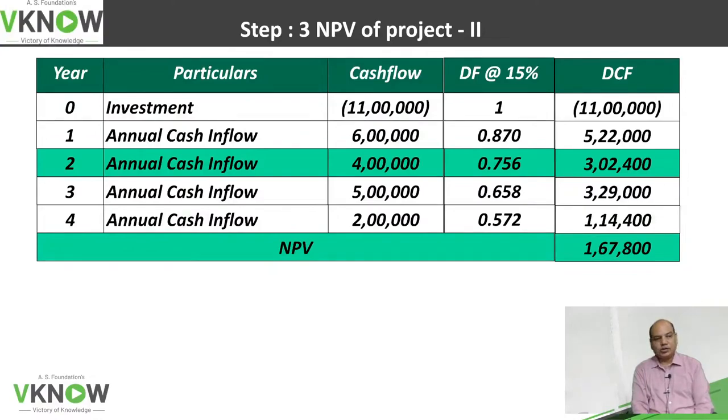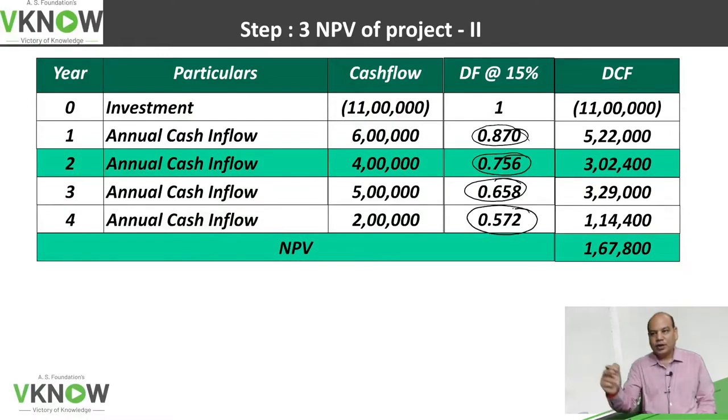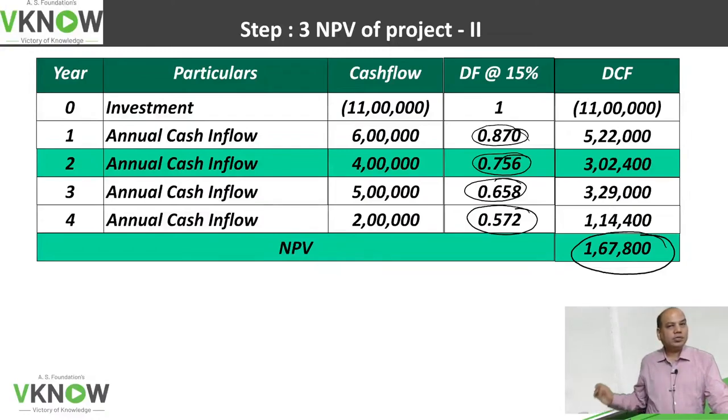NPV comes to 1,67,800. Very good. Approximately you are right. Because I have used 3 digits, you can use 4 digits, 5 digits, or do it directly also. So this will change slightly, don't worry. 1,67,800 or around 1,70,000 is okay. Otherwise, check the answer yourself once again. If the difference is very high, please check again.